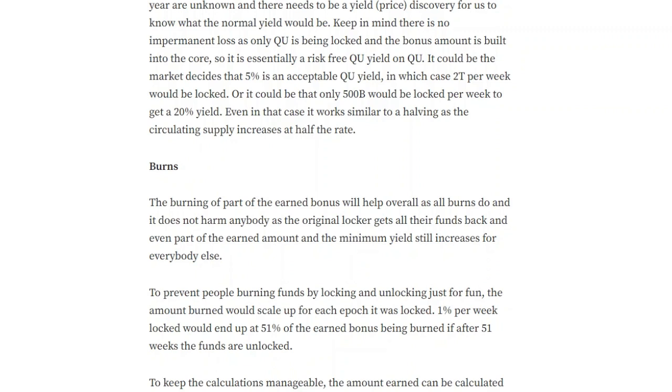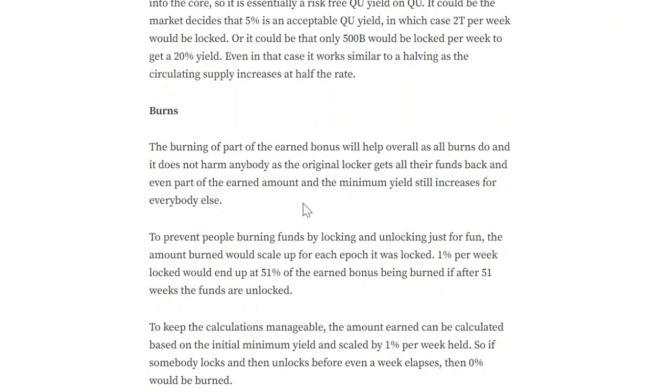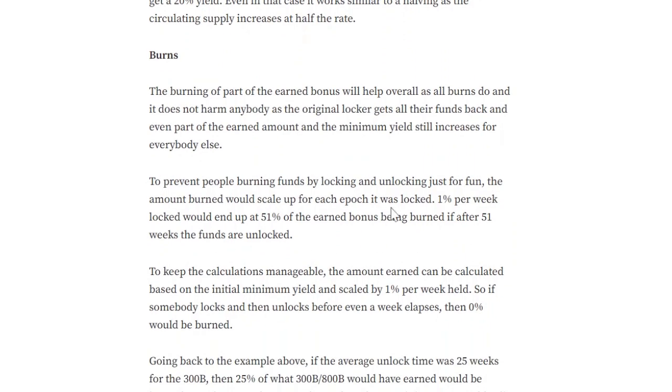Burns. So the burning part of the earned bonus will help overall, as all burns do, and it does not harm anybody, as the original locker gets all their funds back and even part of the earned amount, and the minimum yield still increases for everybody else. So I hope that's making sense: if someone locks up their Qubic for the whole 52 weeks, they get the full yield, which could be something like 12.5%. If they unlock halfway through, they probably only get about 50% of that yield, so they might get 6%, and the other 6.5% will be burned, which is good for the whole Qubic community and good for everyone involved. And to prevent people burning funds by unlocking just for fun, the amount burned would scale up for each epoch it was locked.